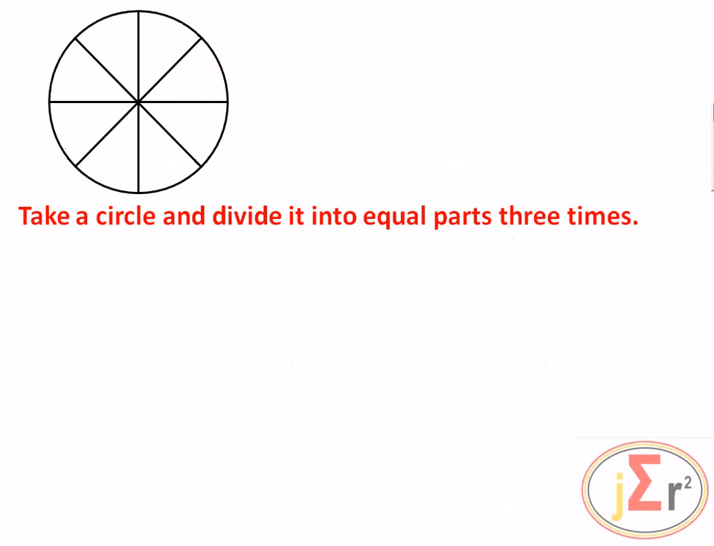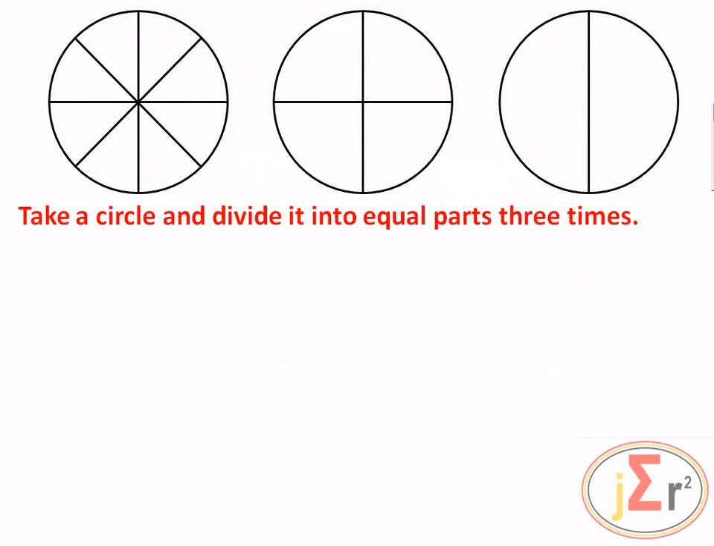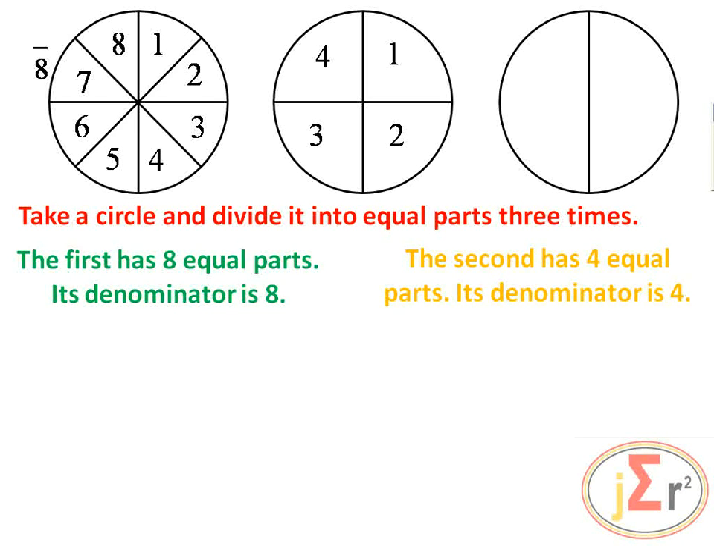Let's see if we can establish that right there. Take a circle and divide it into equal parts 3 times. The denominator will be what in this particular case? 8. The first has 8 equal parts. The denominator is 8. In the second case, the denominator will be 4. The second has 4 equal parts. The denominator is 4. And the other denominator will be 2.